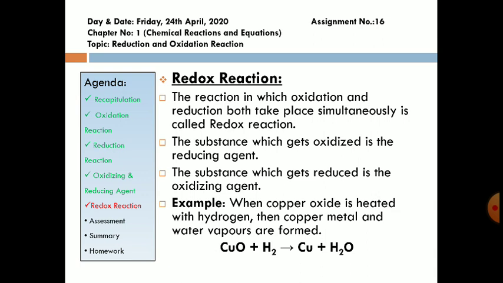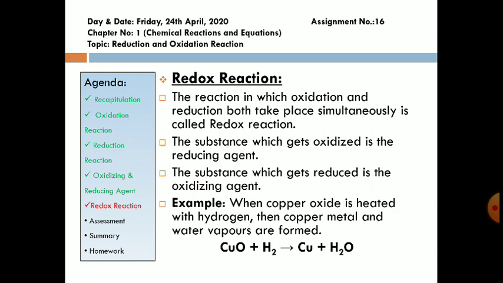Redox reaction. The reaction in which oxidation and reduction both take place simultaneously is called a redox reaction. The substance which gets oxidized, that is, which receives oxygen, is called a reducing agent. The substance which gets reduced, that means the one which provides oxygen, is called an oxidizing agent. It will be clear to you with the help of an example.